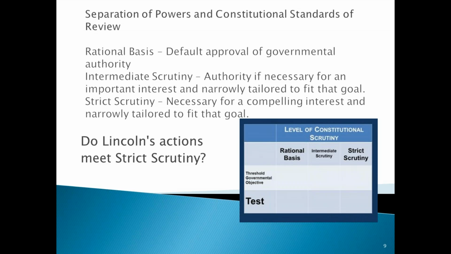So the default test for when the executive branch of government does something is called rational basis. And that's basically if there's authority under the Constitution for the executive branch of government to do something, and there's any kind of rational basis for them to do what they're doing, the default position is that it's going to be constitutional.